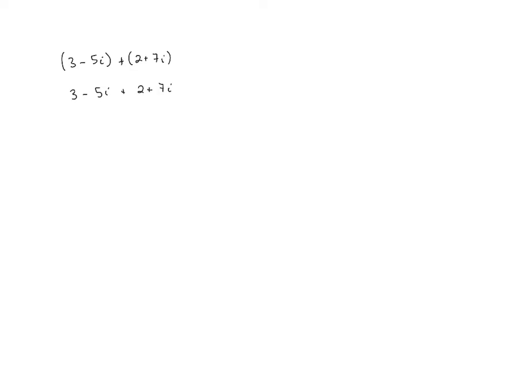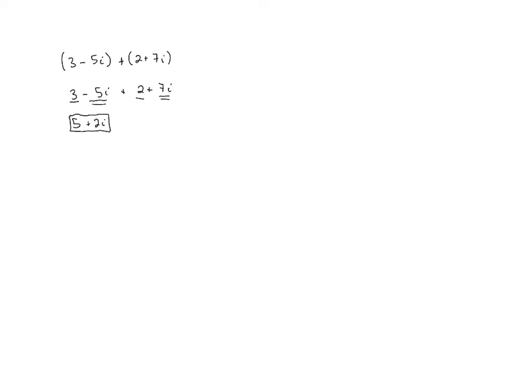So we can remove them without changing the value of the expression. It's the same if we write it like this. And then we can just combine like terms. We can combine the real parts and the imaginary parts. So for the real parts, 3 plus 2 gives us 5. And then the imaginary parts, negative 5i plus 7i is 2i. And we end up with 5 plus 2i as our answer.